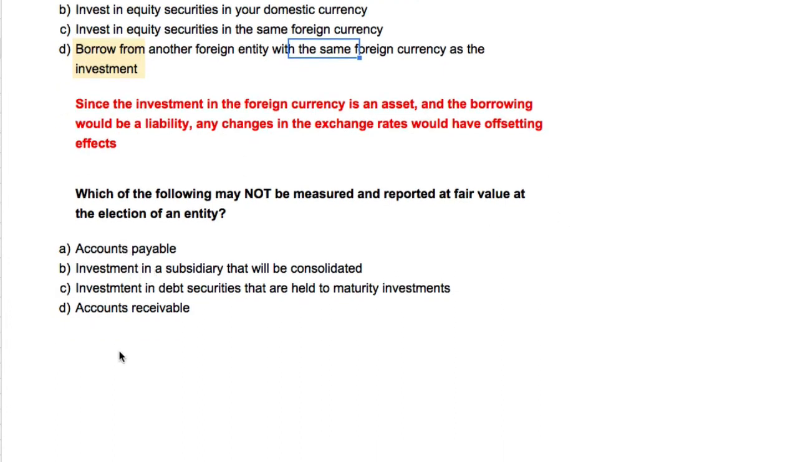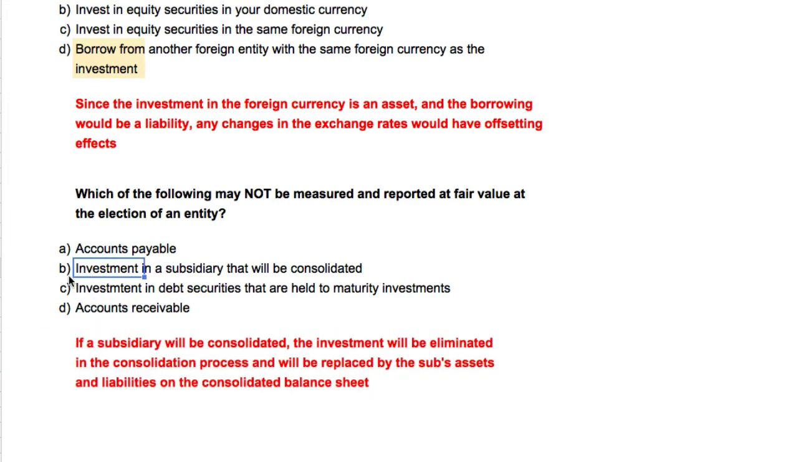Next question. Which of the following may not be measured and reported at fair value at the election of an entity? Is it accounts payable, investment in a subsidiary that will be consolidated, investment in debt securities that are held to maturity investments, or accounts receivable? The answer here is B.